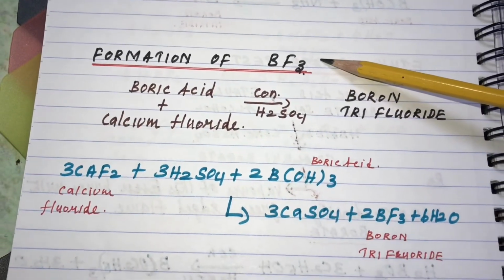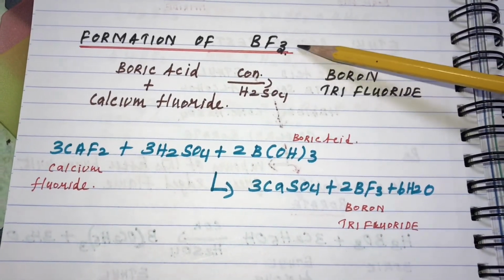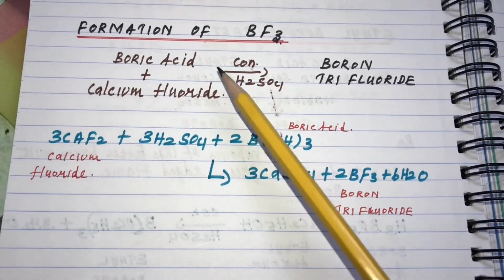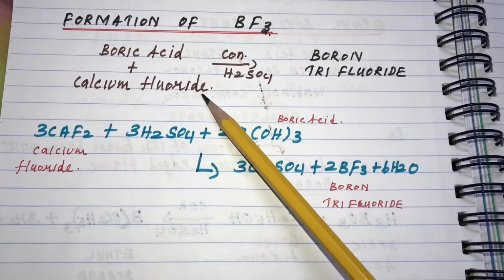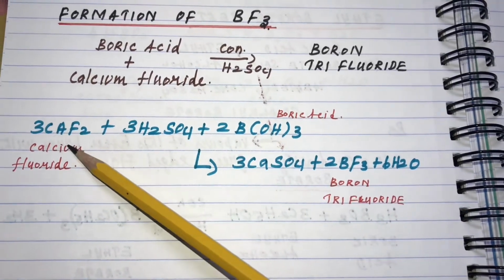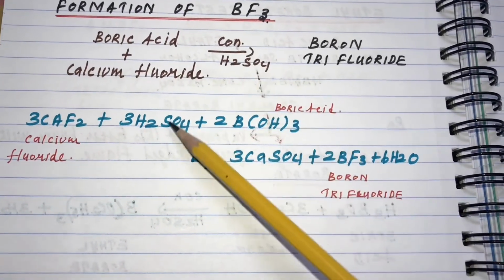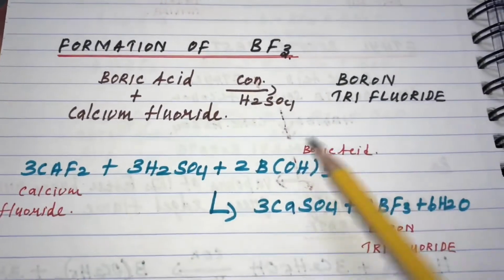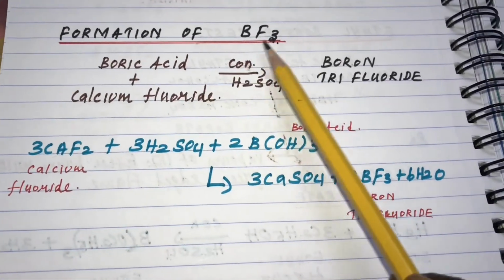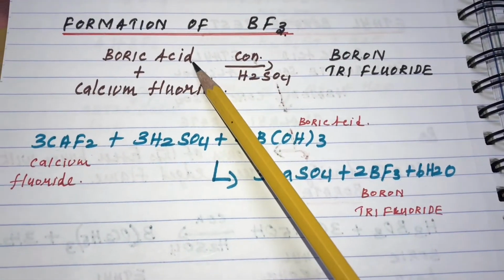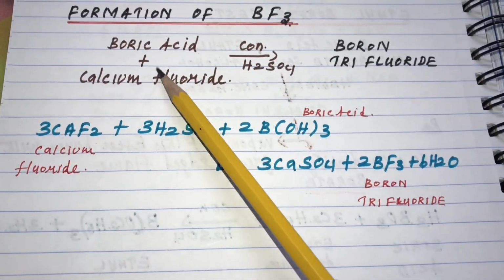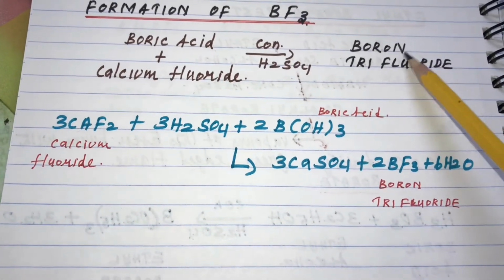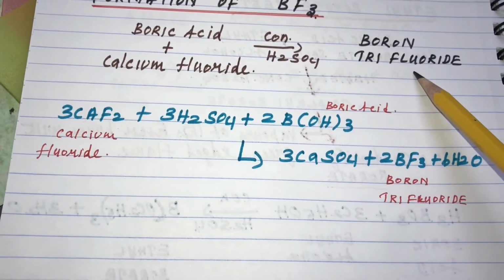Formation of boron trifluoride from boric acid. Boric acid, when it reacts with calcium fluoride, CaF2, in the presence of concentrated sulfuric acid, forms boron trifluoride. Memorize this: boric acid plus calcium fluoride in the presence of sulfuric acid gives boron trifluoride, BF3.